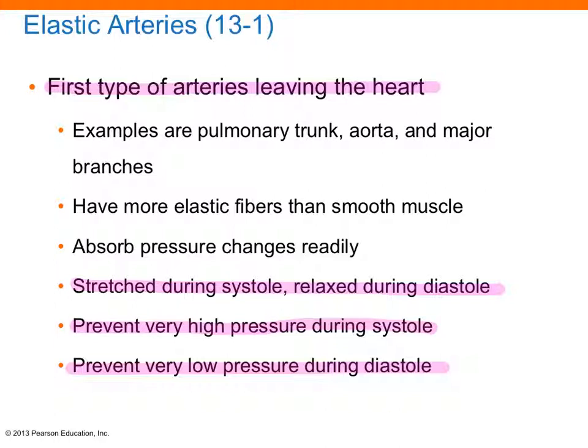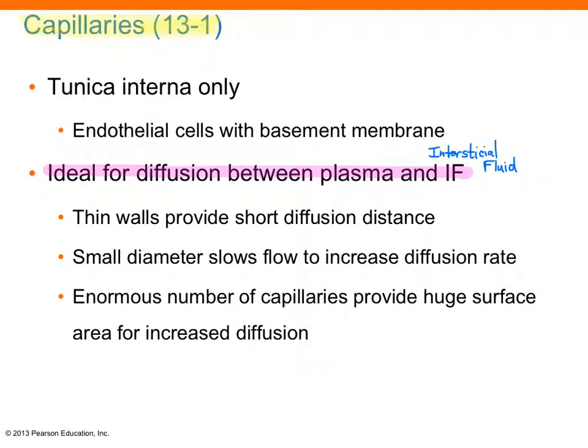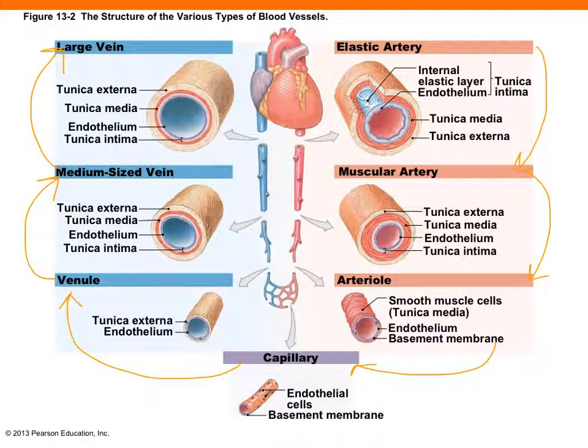The first type of arteries leaving the heart are elastic arteries. They're stretched during systole, they're relaxed during diastole, and they prevent very high pressure during systole, but also prevent very low pressure during diastole. Capillaries are ideal for diffusion between plasma and interstitial fluid. This shows you the blood flow from the elastic artery to the muscular artery to the arteriole to the capillary to the venule to the medium-sized vein to the large vein.